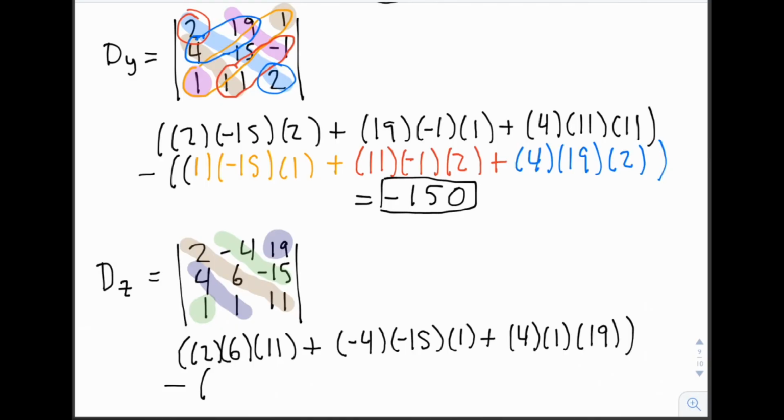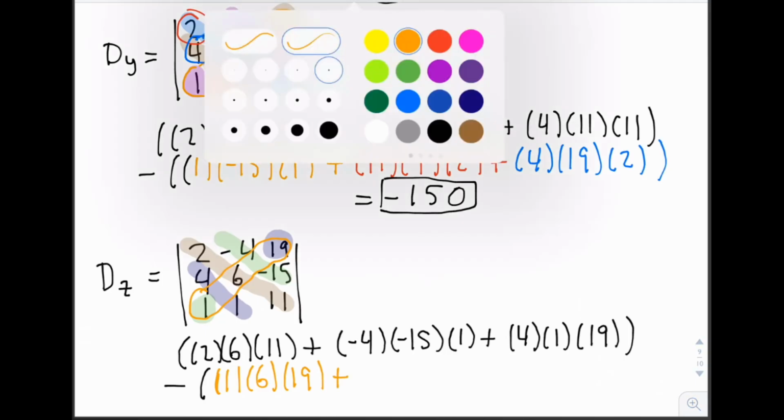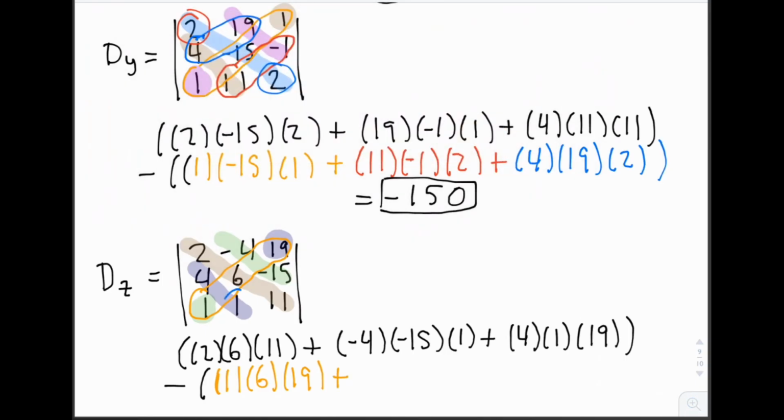And then subtract our upward diagonals here. So our upward diagonals, we can find our first one. That's going to be this 1, 6, and then 19. So we can have a 1, a 6, and then a positive 19. Plus, let's find our other ones. So we could have this 1, -15, and then opposite corner of A2, and then add our last one here, which is going to be this 4, -4, and then opposite corner of a positive 11.